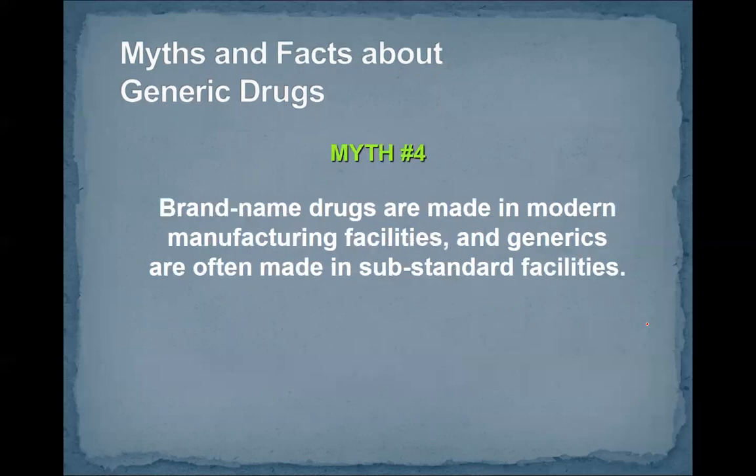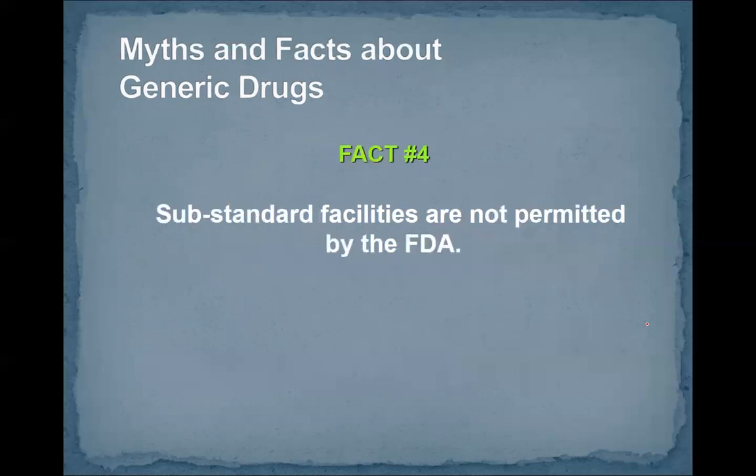Coming to myth four, brand name drugs are made in modern manufacturing facilities and generics are often made in substandard facilities. No, that is not the case. Substandard facilities are not permitted by the FDA. And if you go through social media and various news agencies, you will get a lot of news regarding how the FDA is conducting various scrutiny checks and how some particular manufacturing companies are omitted or excluded from the generic market of the US and Europe.